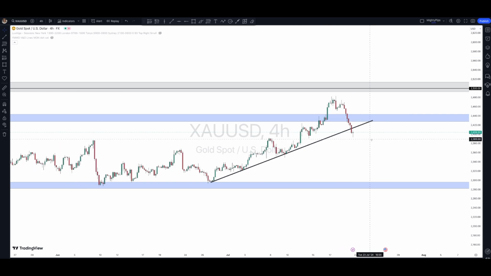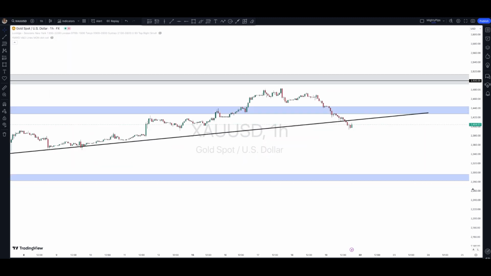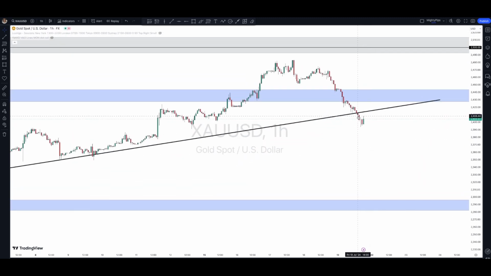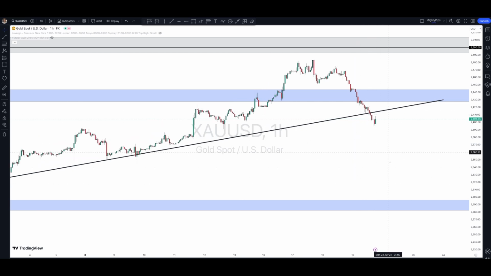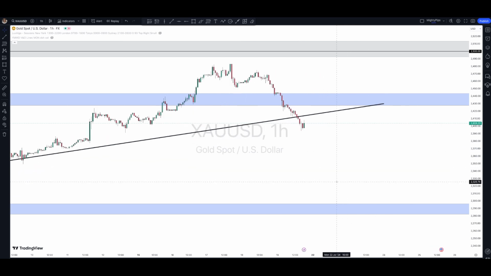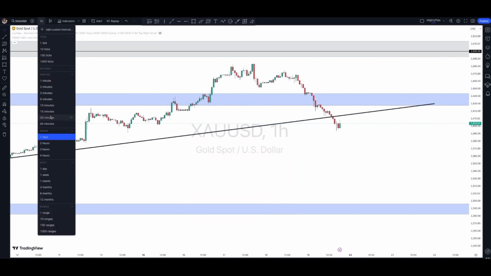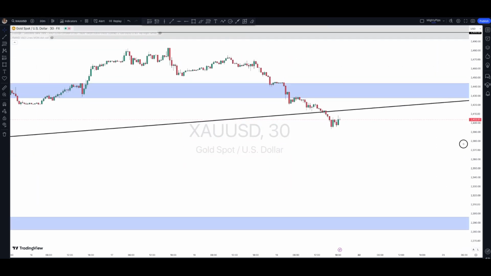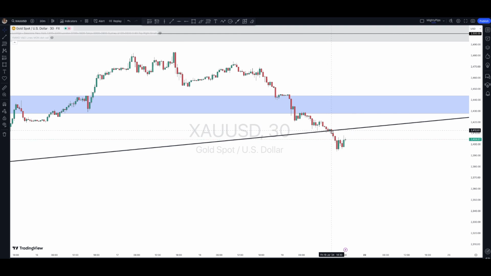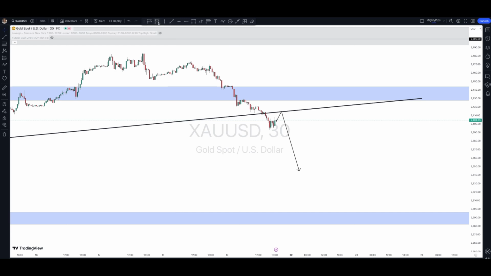From the 4-hour chart, I can now go down to the 1-hour chart and see what is happening. On the 1-hour chart, we can see that there is a confirmation on this trend line to continue lower. So what do we do here? We look for entries on very low time frames where we can still find structure, like the 30 minutes chart. On the 30 minutes chart, we can see that the market is way below this trend line. So what we are waiting for now is a pullback to this level here. At this level, we can now look for entries to short the market.